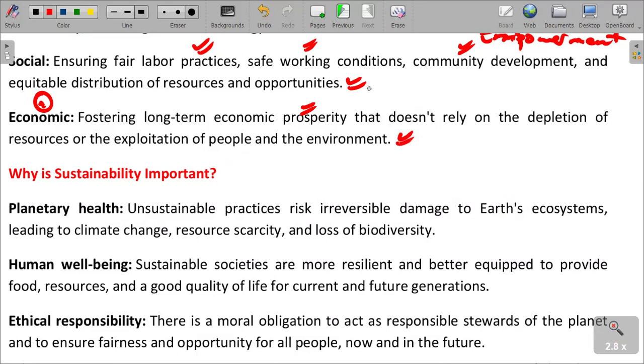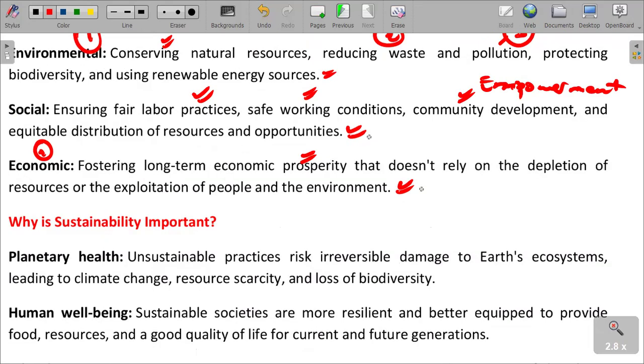So as you can look at this, we are saying sustainability is balanced by the three pillars: environmental, social, and economic. These are frameworks, these are boundaries, these are guidelines that ensure that a country is very sustainable.